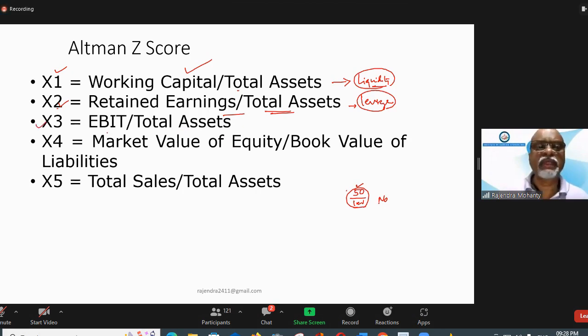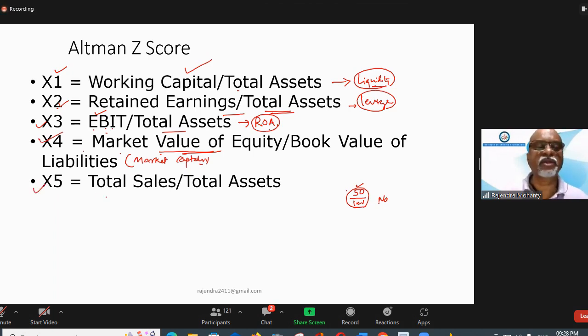Third is X3, EBIT to total assets. EBIT is your earning before interest and tax. So what does it tell you? This is basically the return on asset: on the total asset, what is the return. Then X4 is the market value of the equity of a company divided by book value of the liabilities. This is nothing but market capitalization. What is your market capitalization? This speaks of X4.